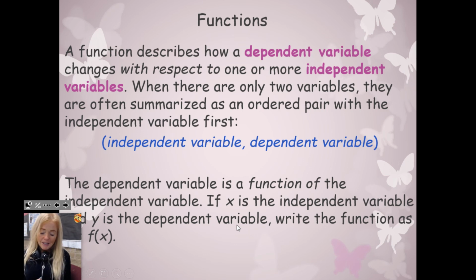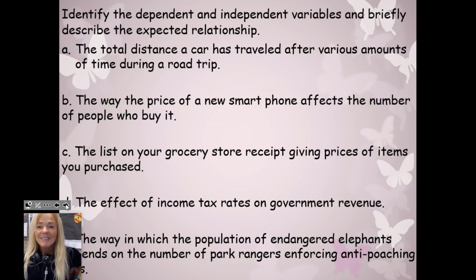First dependent, and then independent, and then I can figure it out. So we're going to try it. We have a few examples here. It says identify the dependent and independent variables and then briefly describe the expected relationship.